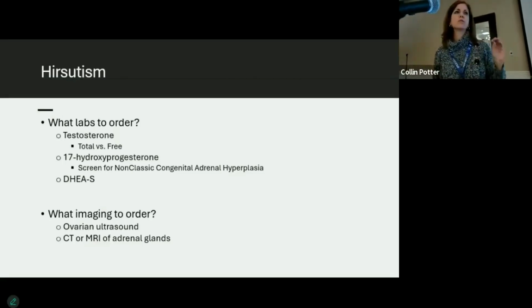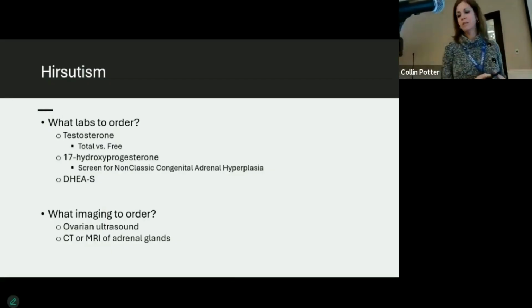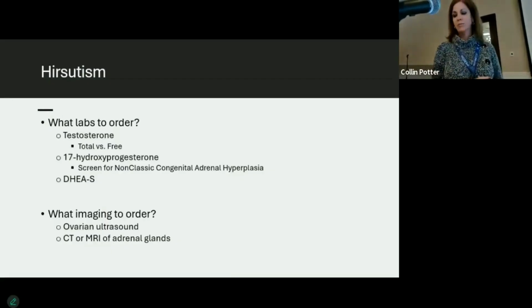But in endocrine, you want to prove something biochemically, if you can, before you image, because otherwise sometimes you'll have something and then you're like, but then the labs are normal. And oftentimes patients will end up with their local, very friendly endocrinologist.